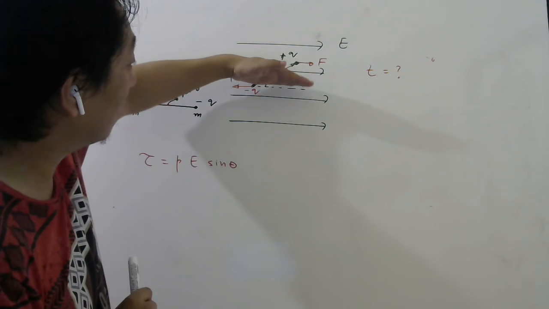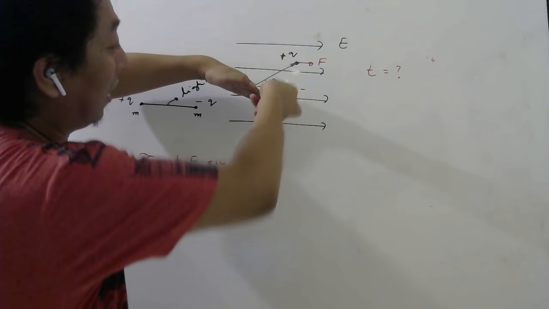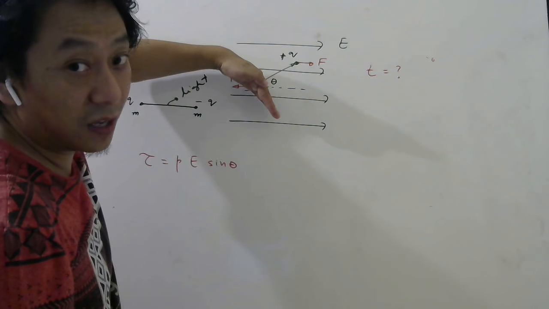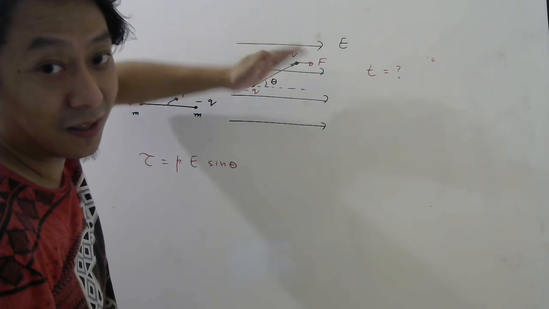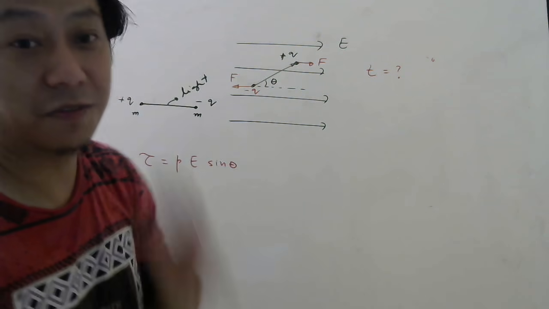But it will continue, and once it goes to this side, the torque will now be acting the opposite way. So it will slow down, stop, then again come back. So this dipole will oscillate, like this. We have to find the time period of this oscillation first.